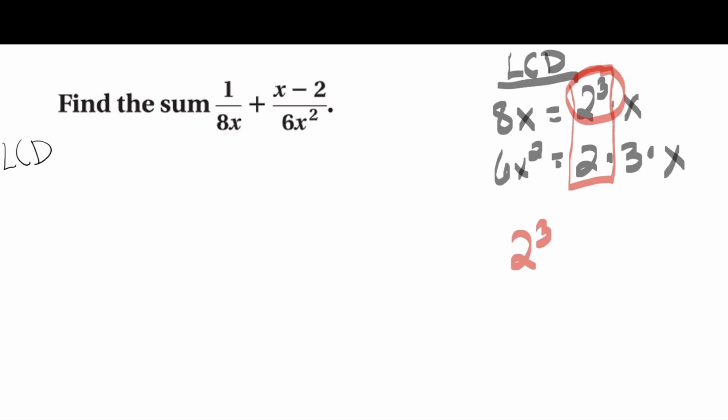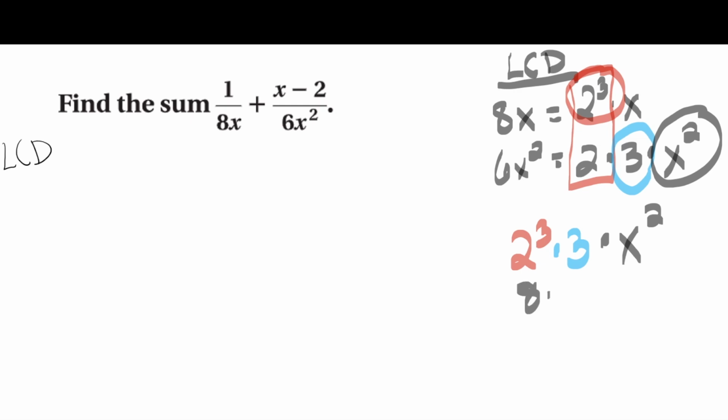We also have a factor of 3, and even though the 8x doesn't have a factor of 3, it needs to be included in our least common denominator. And they each have an x, but we notice that this is an x squared. So then we would multiply this out. This would be 8 times 3 times x squared, so 24x squared.